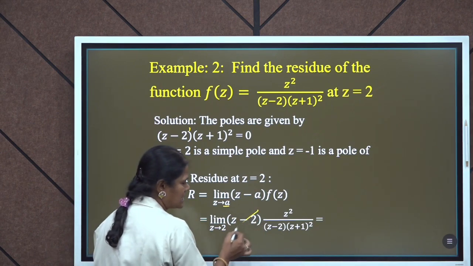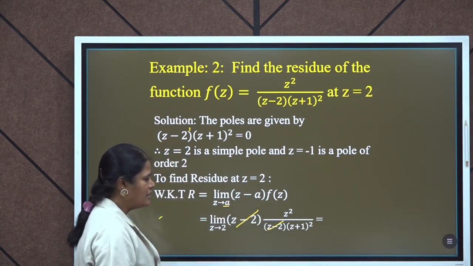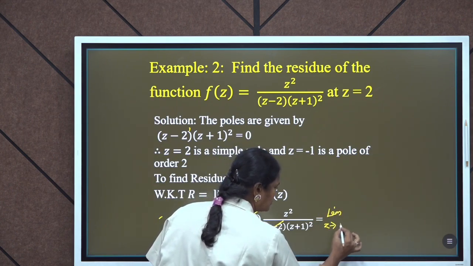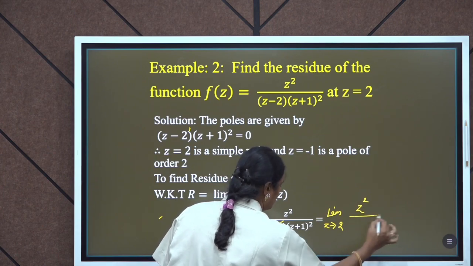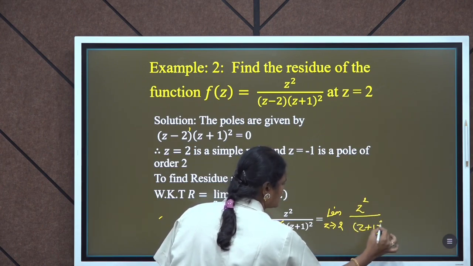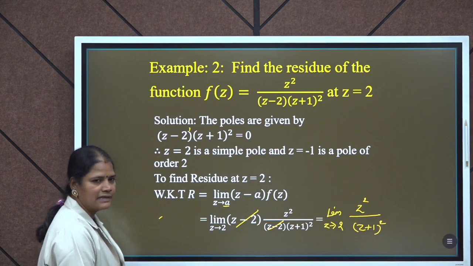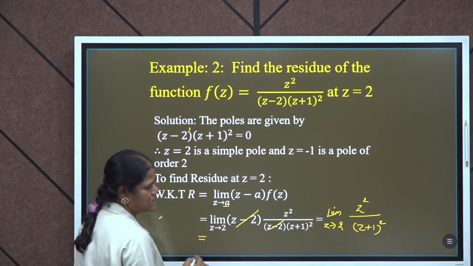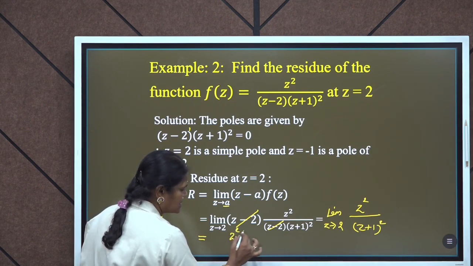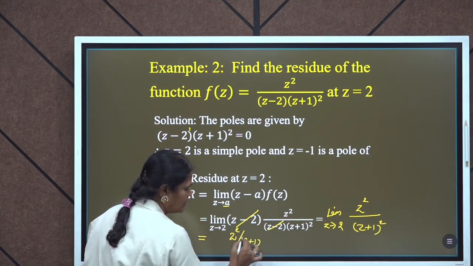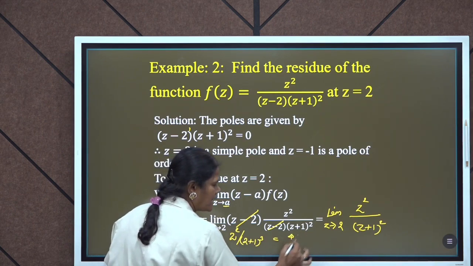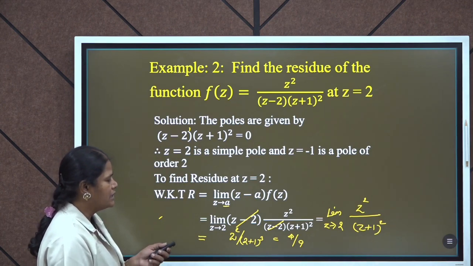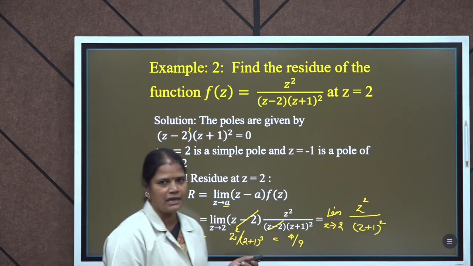This (z − 2) and (z − 2) will cancel. Then what will come? Limit as z tends to 2 of z² / (z + 1)². Next, we are substituting the limit as z tends to 2. Then the final answer for the residue is 2² / (2 + 1)², that is 4/9. So, we get the answer for the given problem: residue at z = 2 is 4/9.